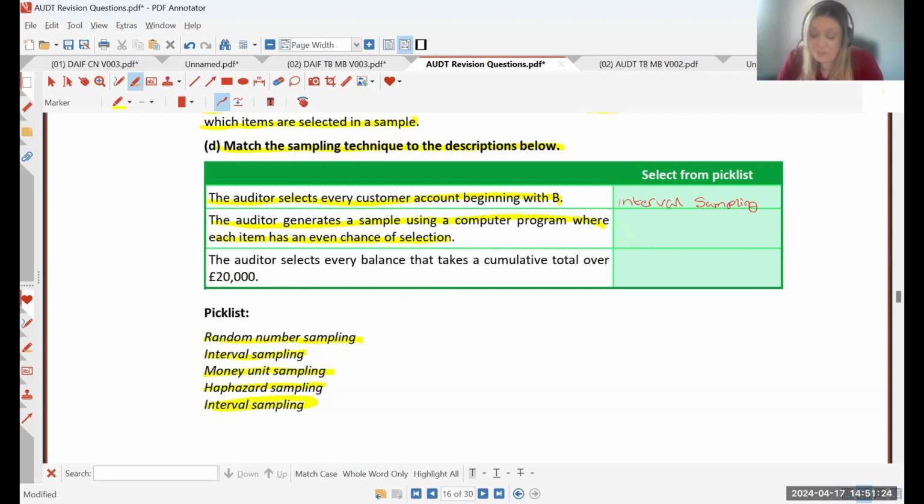Well, it's not going to be random. Sorry, it is random. It's not going to be interval. It's certainly not going to be money or haphazard. So it must be random. So random number sampling. And finally, the auditor selects every balance that takes a cumulative total over £20,000. Well, of course, it's money, isn't it? There's a nice big clue here. This £20,000 screams to us that this is money unit sampling. I think if you read each of these individually and look at the pick list that you've been given, they're generally not bad questions, but just don't rush. People get these things wrong because they've rushed and they've not read it properly. So just take a second, okay? So money unit sampling.